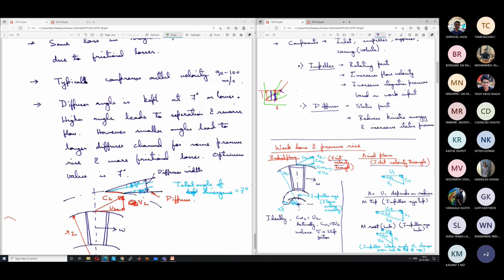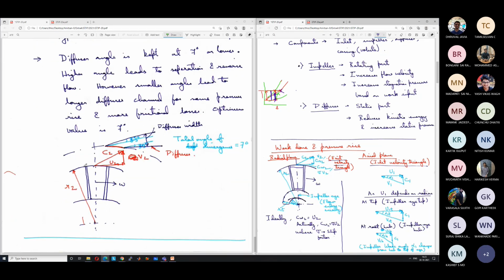But for the same diffusion, ultimately the diffusion will depend on the inlet area and the outlet area. For the same diffusion, you will need a longer diffuser, because the outlet area is fixed, if the angle is 4 degrees. In that case, frictional losses will increase. So the diffuser angle is kept at 7 degrees or lower. A higher angle leads to separation and reverse flow. However, a smaller angle leads to longer diffuser length for the same pressure rise and more frictional losses. The optimum value is 7 degrees.